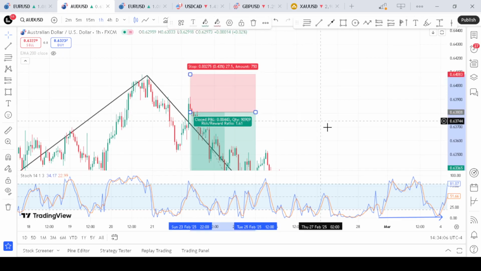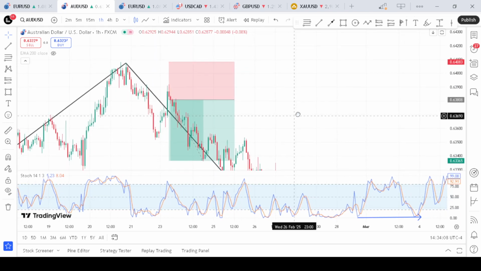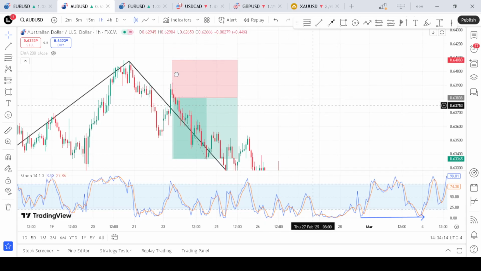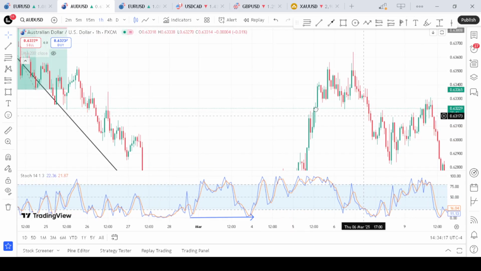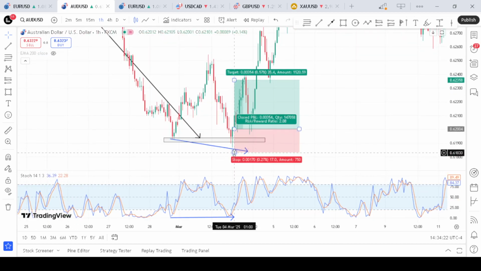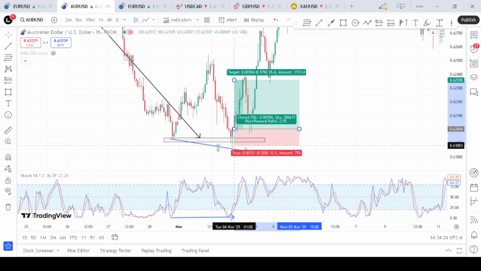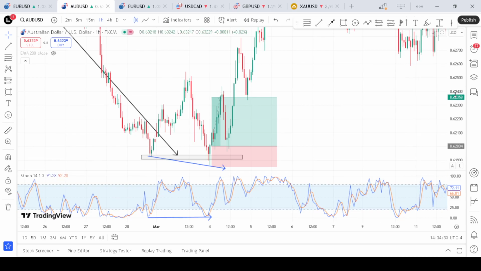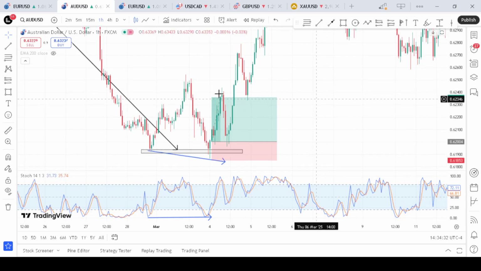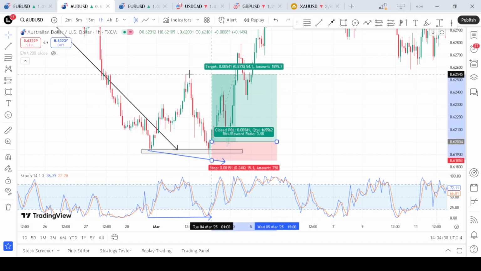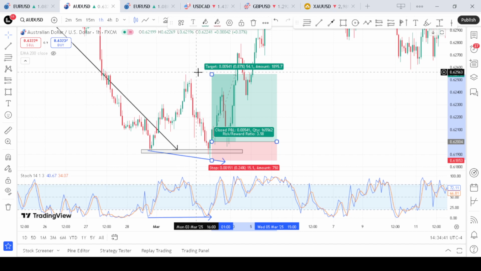Remember, risk management is crucial for your strategy. Always place your stop loss above the swing high in the case of a sell trade, and below the swing low in the case of a buy trade. This helps us secure our trade in case of any market reversal. We take profit at the previous resistance level in the case of a buy trade, or we can aim for 1:2 or 1:3.